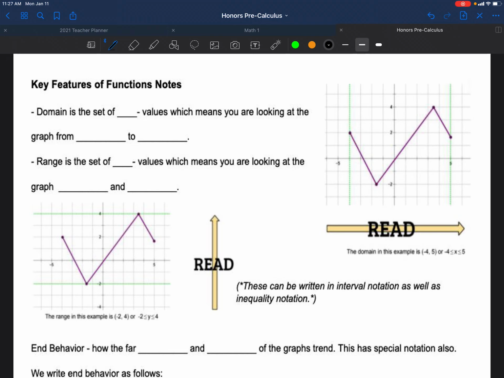So when we talk about the domain, these are the x values, and that means we're going to look at the graph from left to right. Now, we're going to look at it from left to right because we're looking at it from least to greatest. So we're always going to look at our negatives to our positives, so our lower values to our higher values. And our range is a set of y values, and we're going to look at that from the bottom to the top.